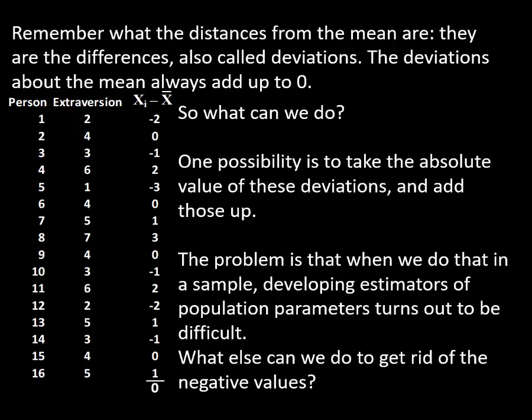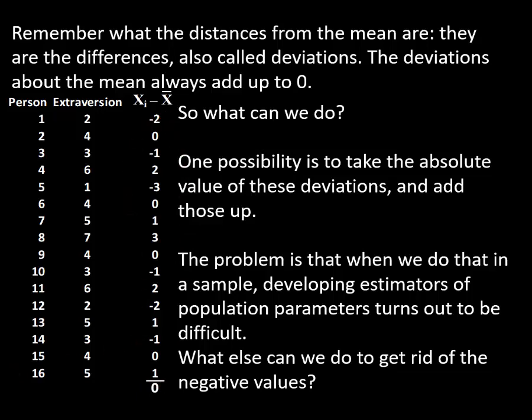So what else could we do to get rid of the negative values? Well, you're probably thinking what I'm thinking. The square of a negative number is a positive number. So we could get rid of all of the negatives in the distribution of deviations about the mean by squaring them.